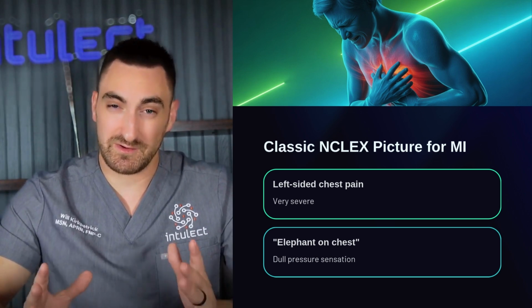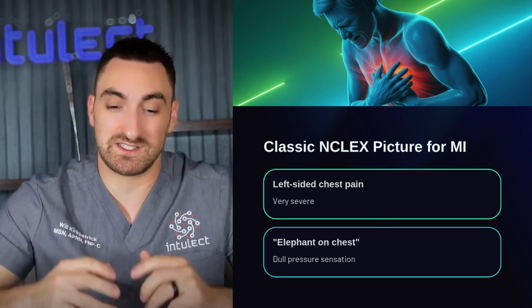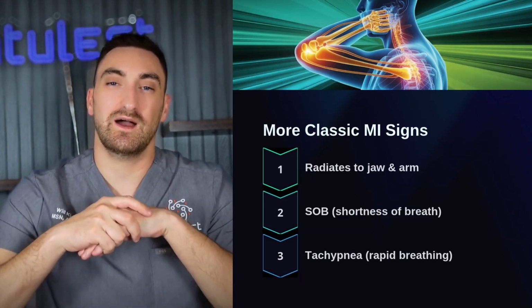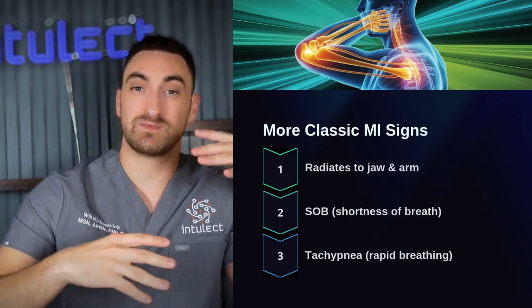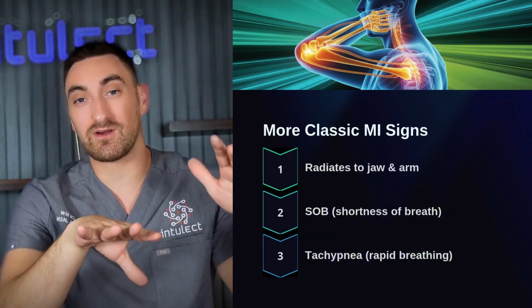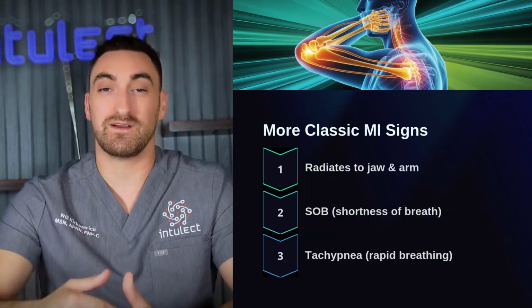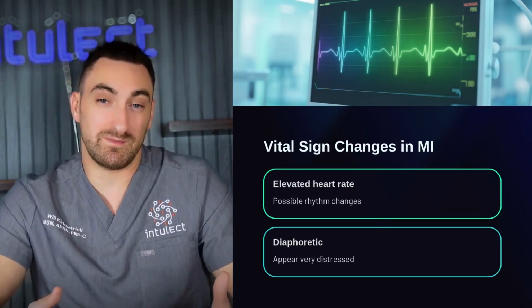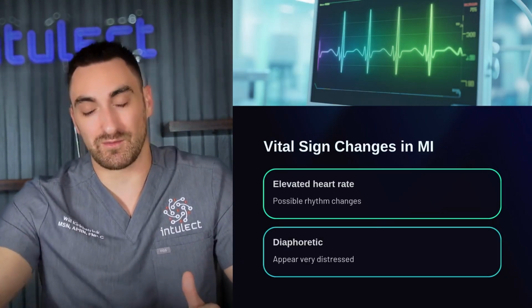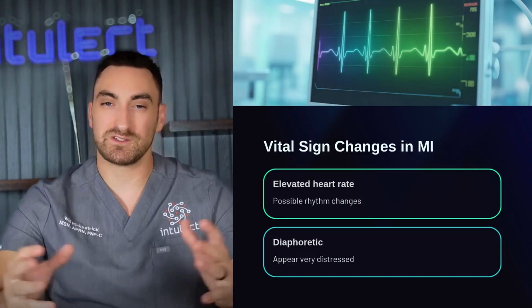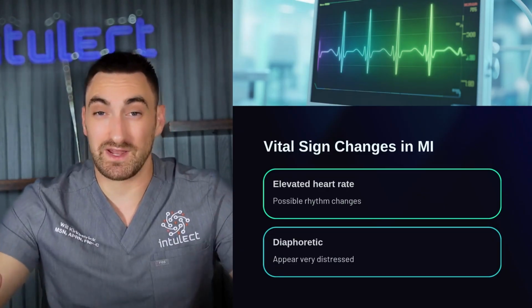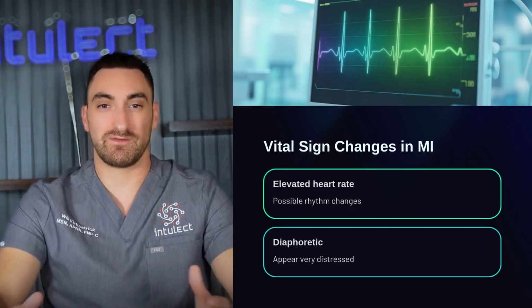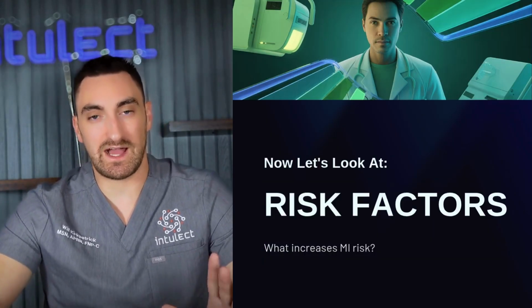It's very severe. It feels like an elephant is sitting on my chest. It's dull pressure, right? And then you have radiation up to the left jaw, down the left arm. You have shortness of breath. You have tachypnea. You're breathing really rapidly. And of course, your heart rate may be elevated. So those are your classic signs and symptoms. They're diaphoretic, they're sweaty, they look very distressed. So that's your very classic sign and symptom.